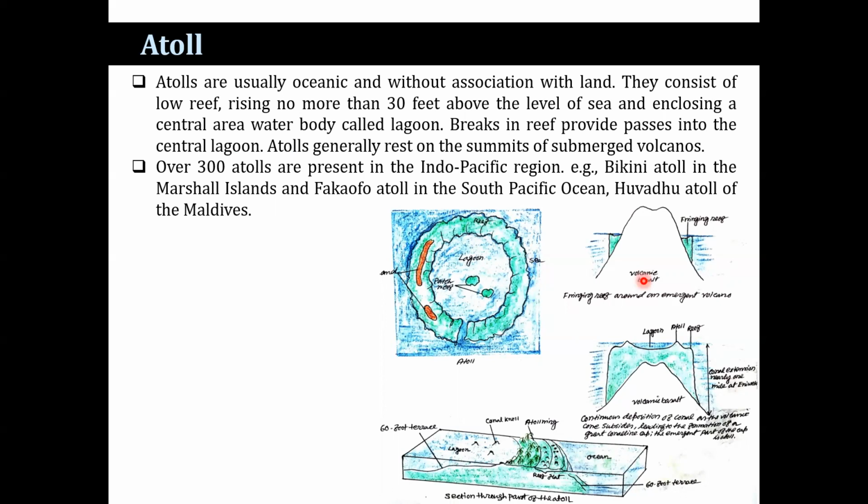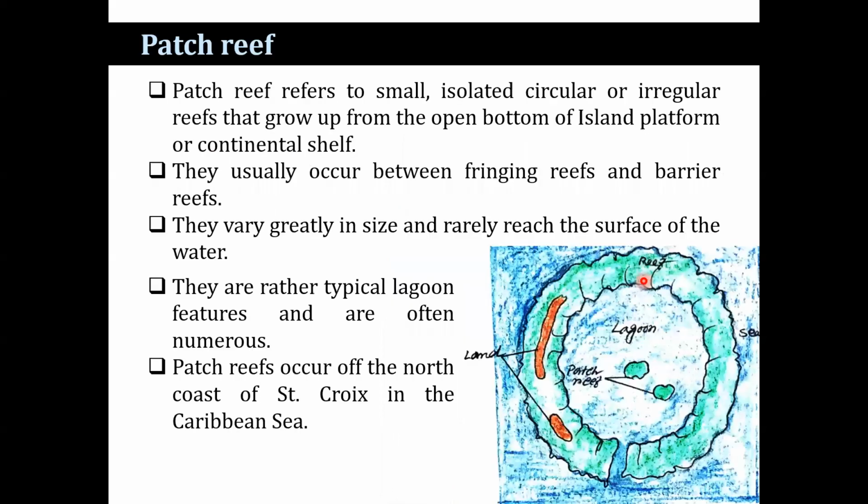There are over 300 atolls present in the Indo-Pacific regions, for example, Bikini Atoll in the Marshall Islands, Funafuti Atoll in the South Pacific Ocean, and Huvadhu Atoll of the Maldives. Those are the examples. Now the last category, patch reef.